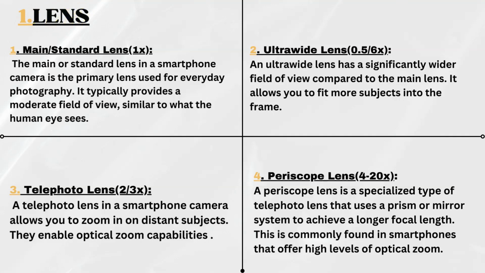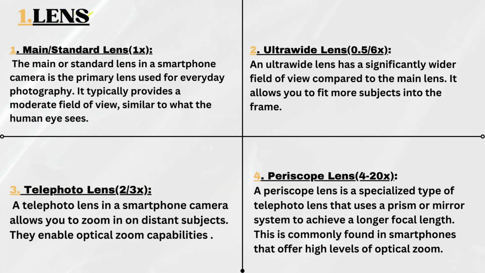3. Telephoto lens. A telephoto lens in a smartphone camera allows you to zoom in on distant subjects. It offers a longer focal length compared to the main or standard lens, resulting in higher magnification. They enable optical zoom capabilities and are often found in smartphones with multiple lenses.